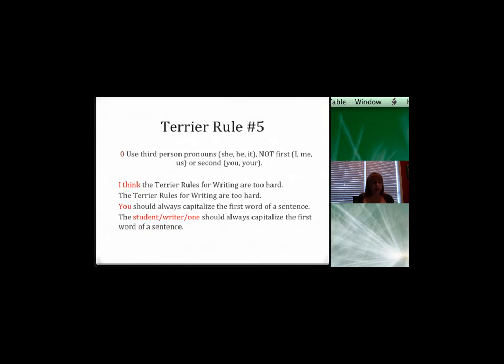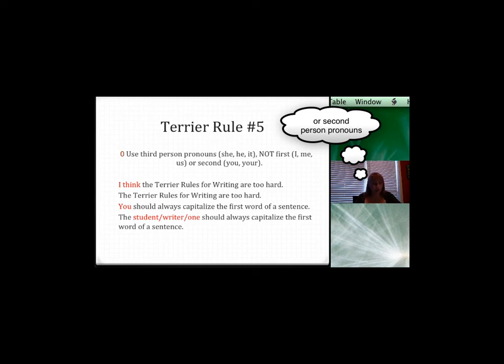Terrier rule number 5 is use third-person pronouns, not first-person pronouns, when writing. Students generally argue this point, especially when asked a question that may lean toward an opinion. It doesn't matter. Unless your teacher directs you otherwise, you will never say something like, I think the Terrier rules for writing are too hard. You should simply say the Terrier rules for writing are too hard.